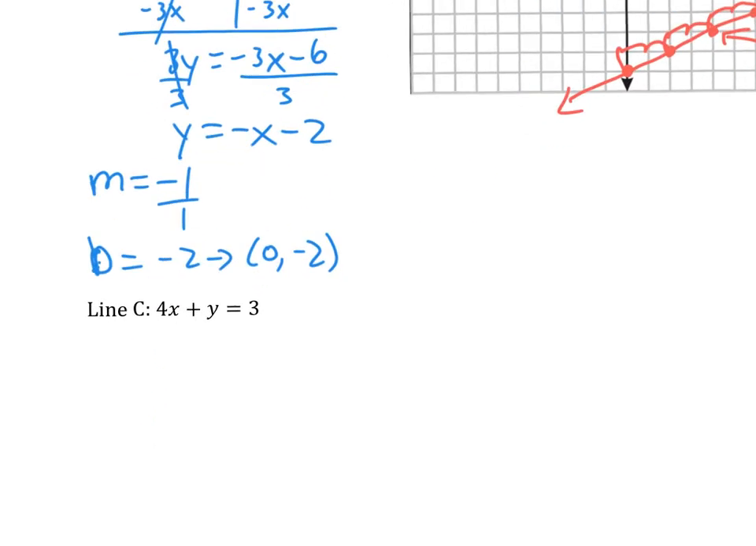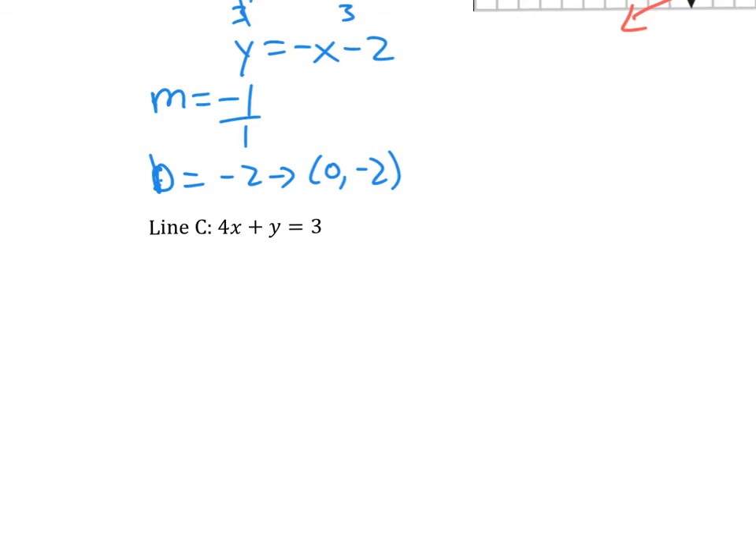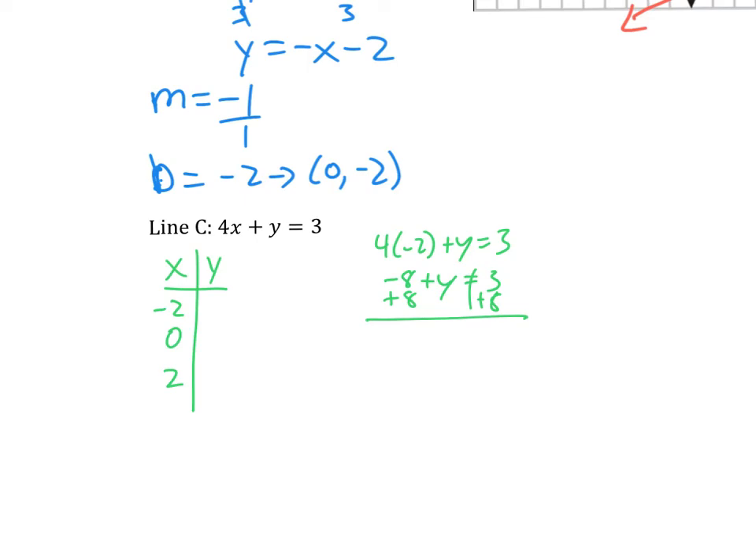Okay. And then for this last one, I'm going to do the table of values method. So I will just pick some values for x, and then figure out what our y's are, our outputs. I'm going to do -2, 0, and +2. So what I want to do here is substitute my x values into my equation. So I'll have 4 times -2 plus y equals 3, and then I need to solve for y. So this is -8 plus y equals 3, and then to get y by itself, I will add 8 to both sides. So then I end up with y is equal to 11. So if x is -2, y is 11.